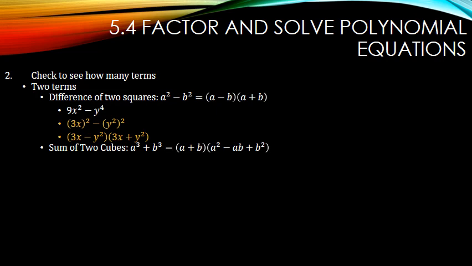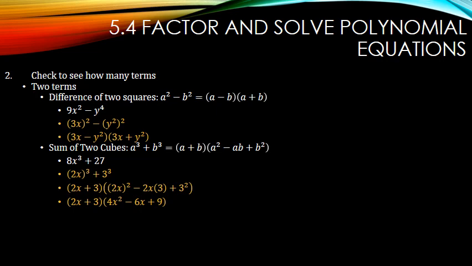It's the sum of 2 cubes. For this example, 8x cubed plus 27. Notice 8 is 2 cubed and 27 is 3 cubed. So it's a sum of 2 cubes where a is 2x and b is 3. So fill in the formula with 2x and 3. So a is 2x, b is 3, filled in those. And now simplify the squareds. So 2x squared would be 4x squared. This will be negative 6x, and that'll be 9. And now it's factored.